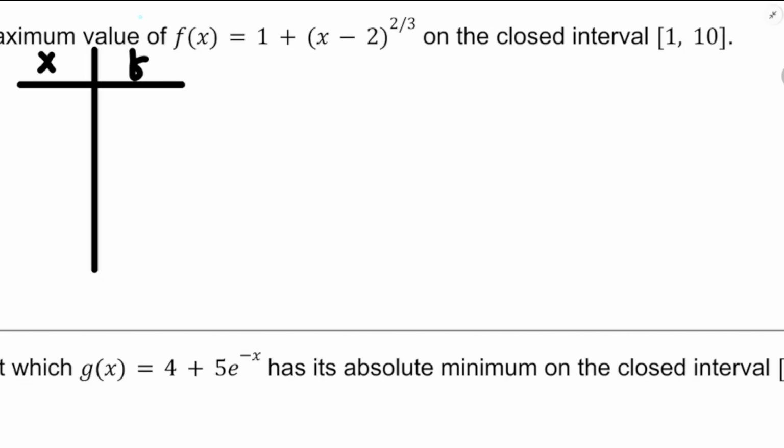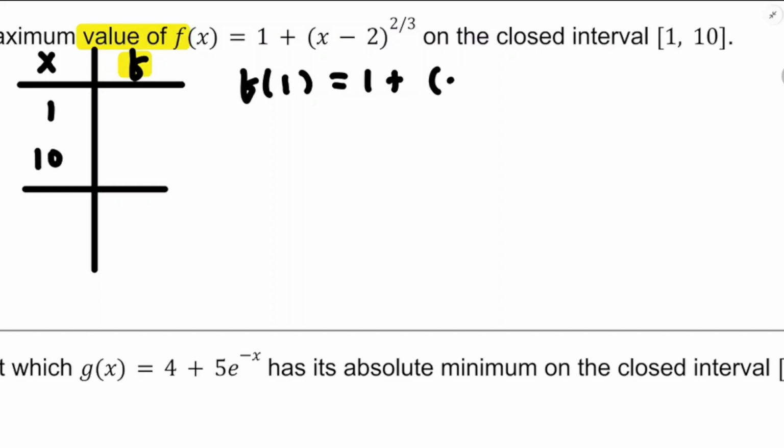It's the value of f. So I'm going to be looking for my answer from there. 1 and 10 are numbers we need to be running through here. Alright, f of 1 is going to equal 1 plus (-1) to the 2/3 power. You could think about squaring it and then taking the cube root, or taking the cube root and then squaring. Either way, that's going to be +1, so 1 plus 1, that's going to be 2.